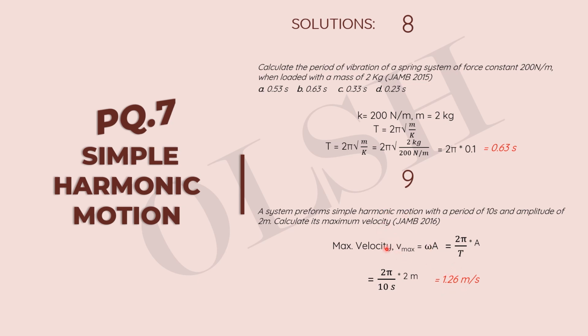But I need you to note something. What makes this formula a formula for maximum velocity is A. This can be x, that's any length of displacement. But once you're talking of amplitude, amplitude is the maximum displacement. So for us to have that maximum displacement, it makes the velocity here the maximum velocity.